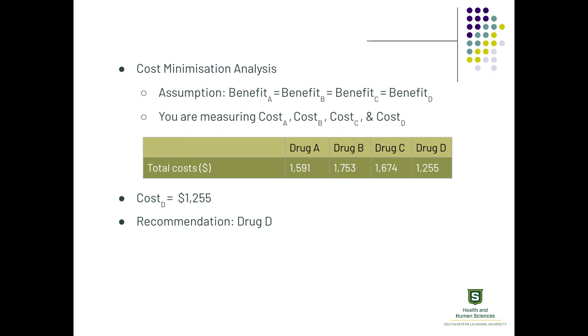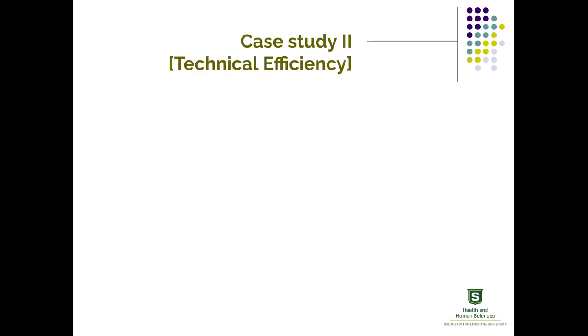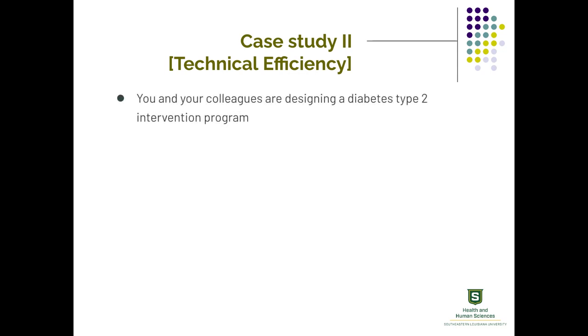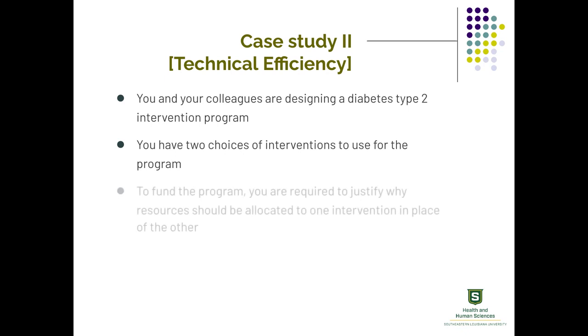So now let's go into the second case study, which once again is a technical efficiency evaluation. In this second case study, you and your colleagues are designing a diabetes type 2 intervention program. In order to implement this program, you have two choices of interventions that you can use. And part of what you need to do is to request funds, right? Either from, let's use, for example, NIH, or even internal funding from the budgeting office.